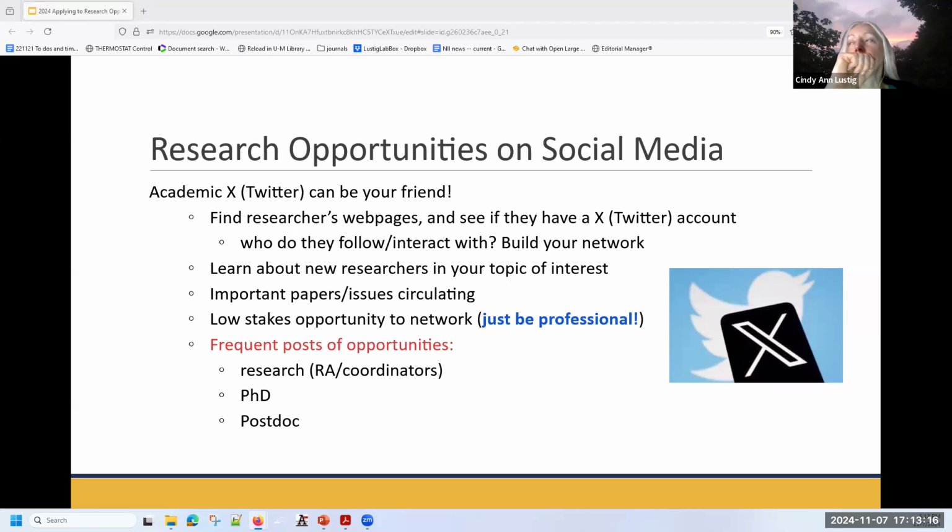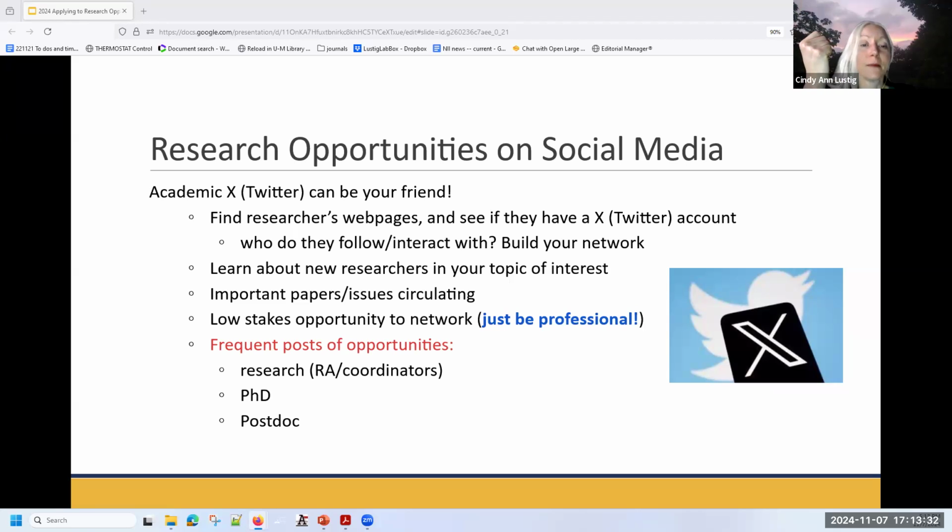Twitter often gives you an idea too of what the important papers and issues are in the field. And again, establish your own Twitter presence. It's a low stakes opportunity to network and just be professional.